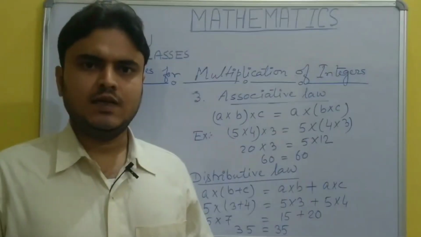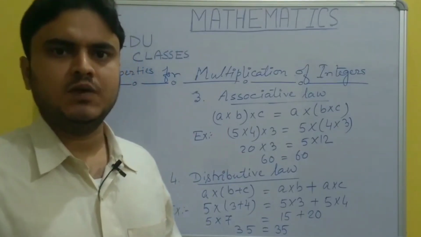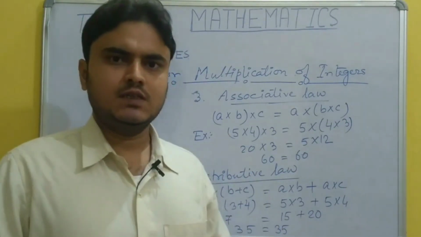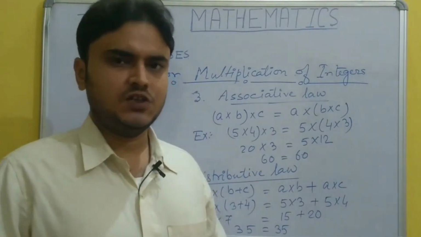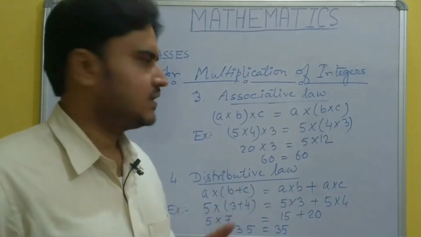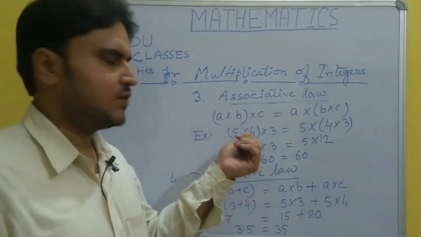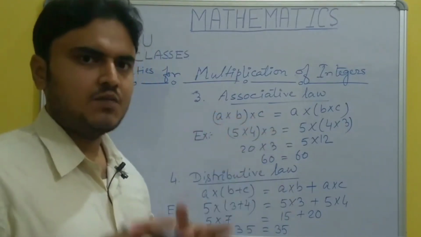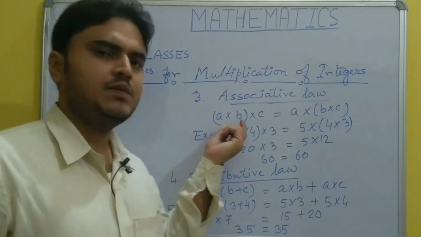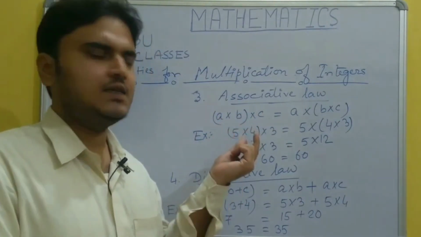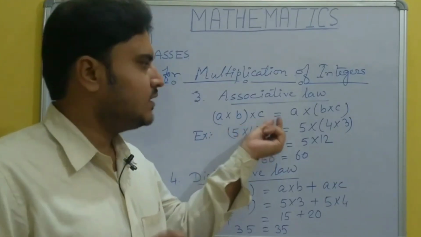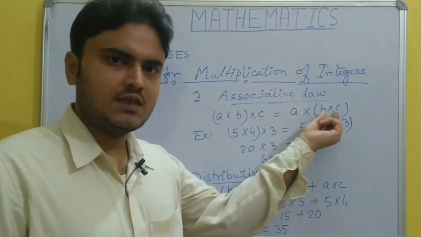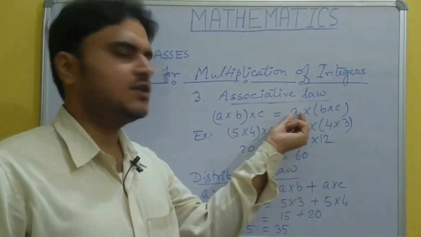The next property or next law is associative law for the multiplication of integers. Just like previously, we have already discussed the associative law for the addition of integers, and here we are discussing the associative law for the multiplication of integers. If three integers a, b and c are multiplied separately, that means a is multiplied with b and then the result is multiplied with c, it is equal to the result of the multiplication of b and c with the multiplication of a.